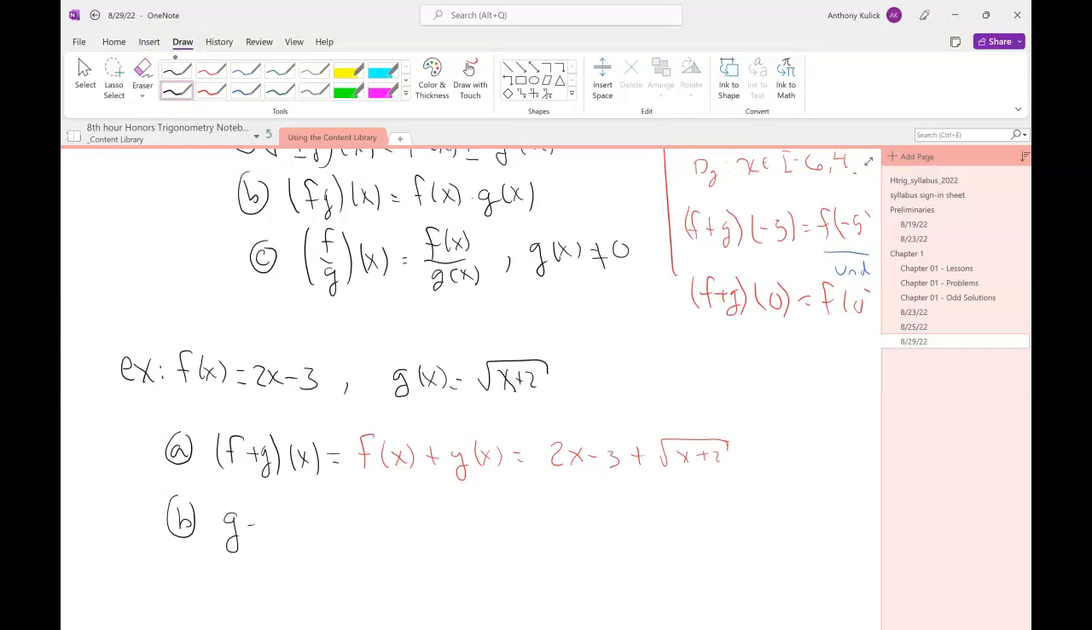What if I do (g minus f)(x)? What am I going to get here? Well, g(x) minus f(x). So that's going to be this, right? That look good to you guys? I tricked you all. This is wrong. What's the mistake?